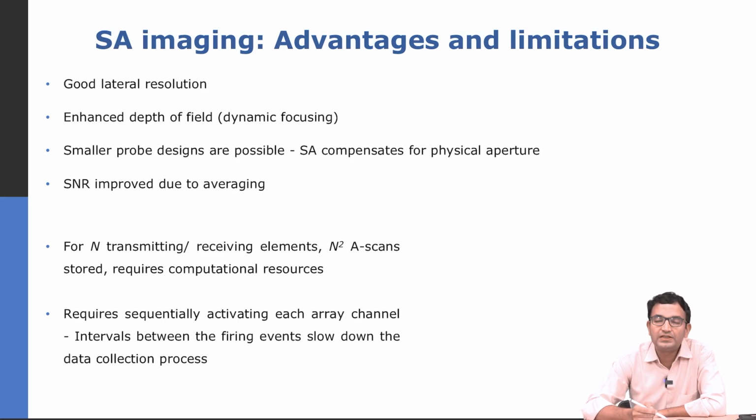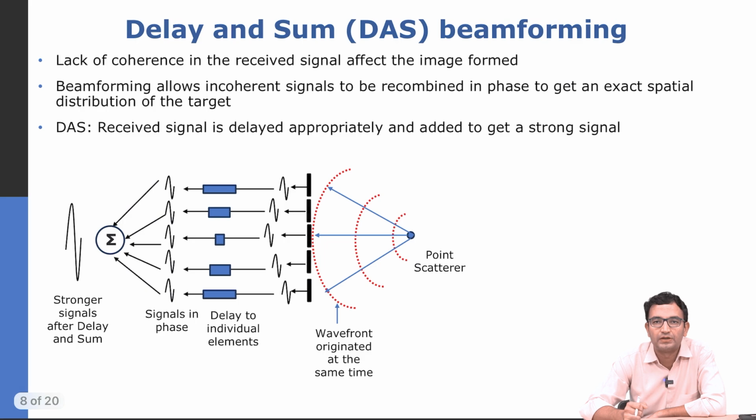The only challenge with synthetic aperture imaging is that it is data intensive. For n transmitting/receiving elements, you get n² A scans. So this n² is a large number. You need to store this data and process this data, and that is what makes synthetic aperture slow. And also, when you sequentially activate each channel and wait for the signal to reach all the other channels, because of the intervals between firings, the time taken to capture one image is longer for synthetic aperture imaging.